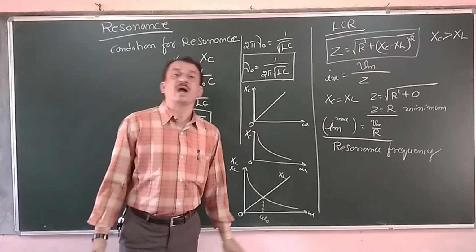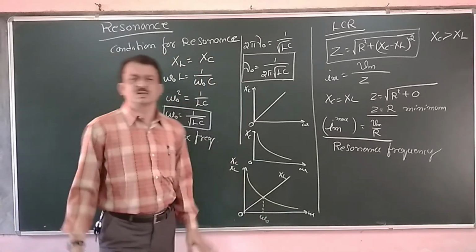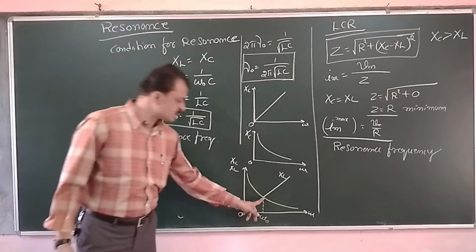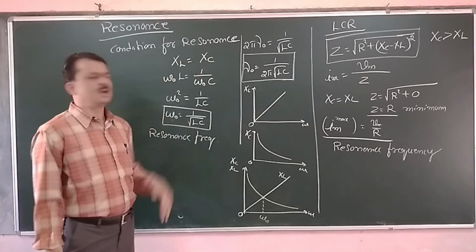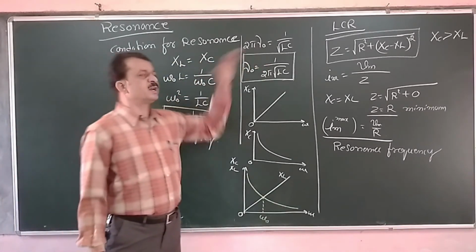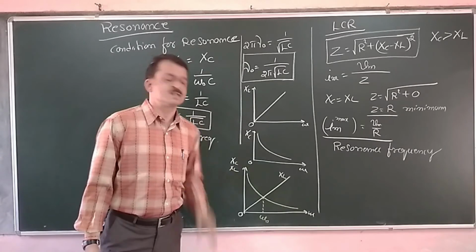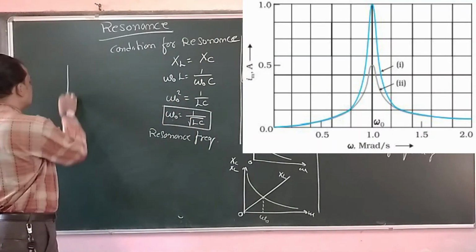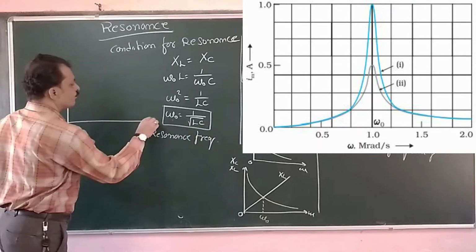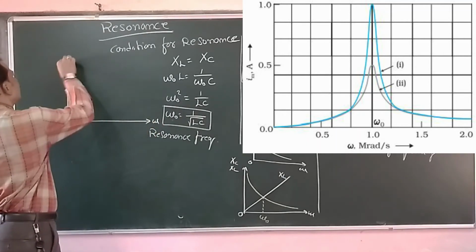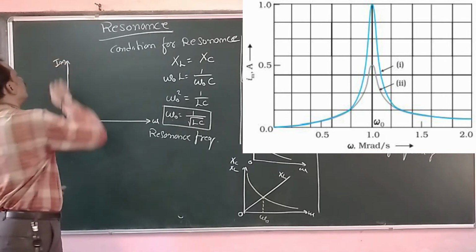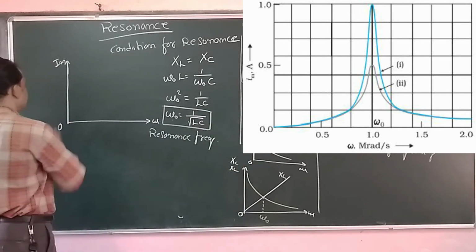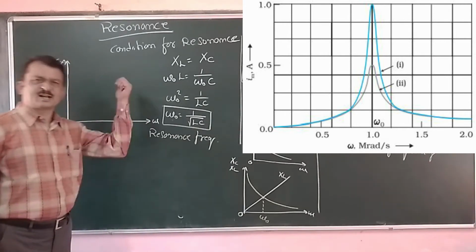So omega naught is the angular resonant frequency, nu naught is the resonant frequency. How have we derived it? At this particular frequency, these two are equal, and based on that we obtain the expression for resonance. The graph of current versus frequency is as shown here. This is the resonance frequency, with frequency along the x-axis and current along the y-axis.